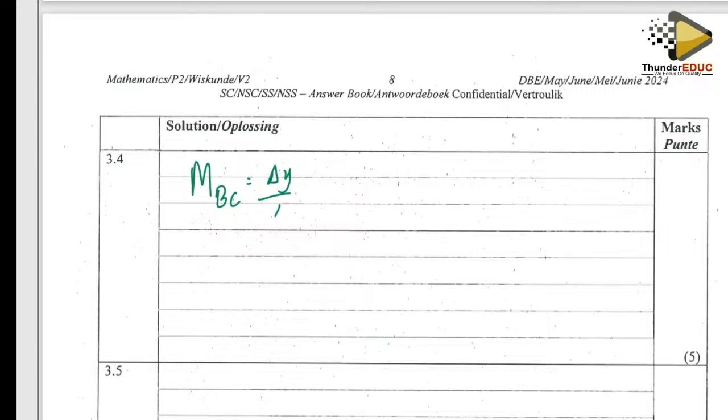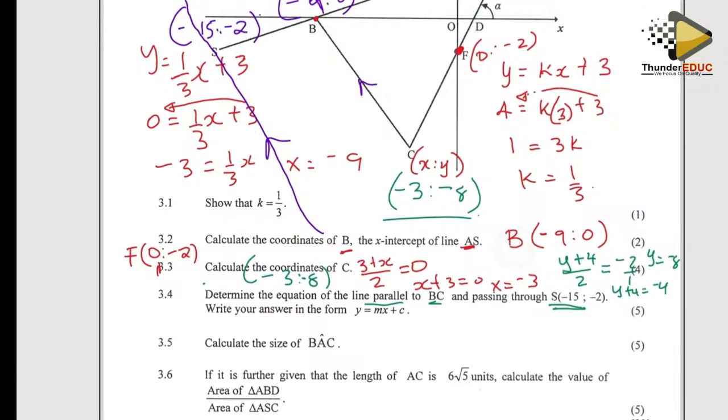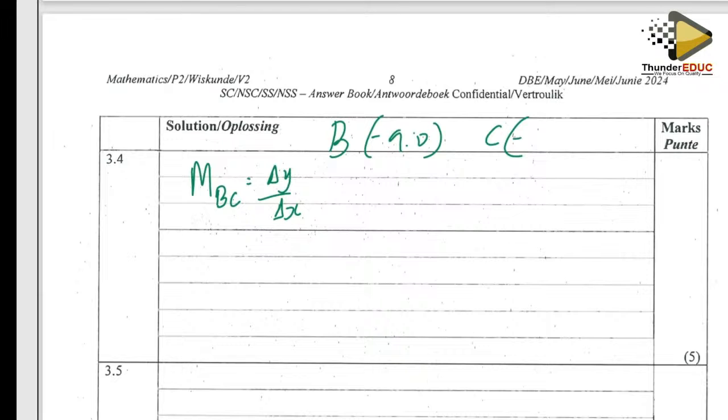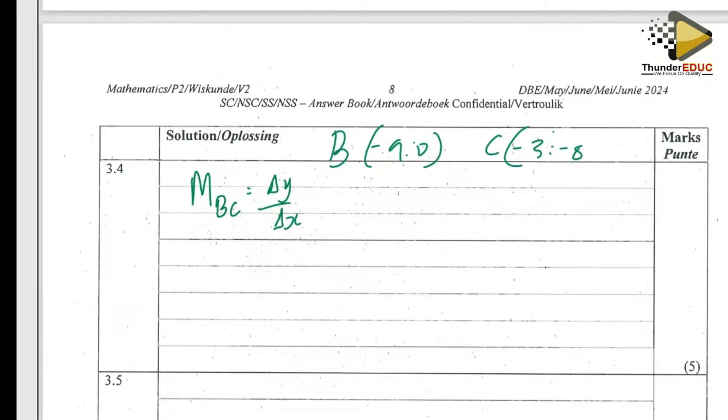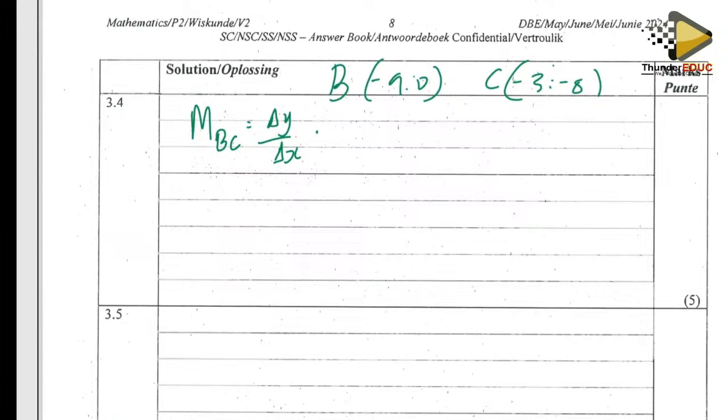So it's change in y over change in x. We had negative 9 and 0. This was for B. And then the C coordinates were negative 3 and negative 8. Okay, get the gradient. I'm going to say 0 minus negative 8 over negative 9 minus negative 3. That becomes 8 over negative 6, which is the same as negative 4 over 3.